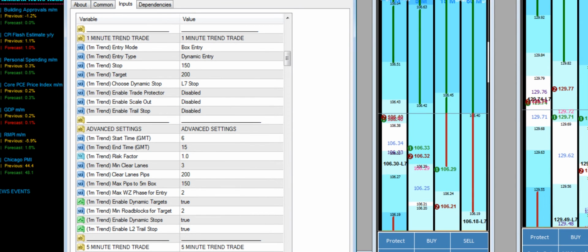All right, so what I'll do, that was the 1 minute trend. I'm going to quickly go through the 5 and 15 minute trends. They're almost identical, a few little separate settings. Any questions about that so far before I move on?